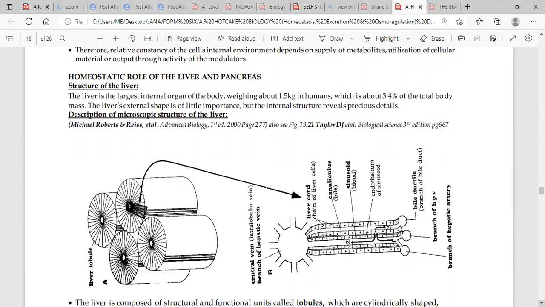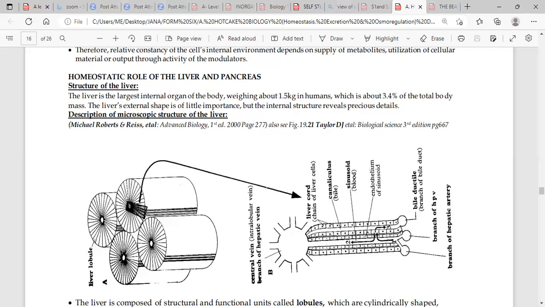So we proceed with our discussion, and today we are looking at the homeostatic role of the liver and the pancreas. Before we look at the homeostatic role of the liver and the pancreas, we shall first see the structure of the liver and the description of the microscopic structure of the liver. You can get more about it from Michael Roberts and Reyes et al., Advanced Biology or Biological Science, 3rd edition, page 667.